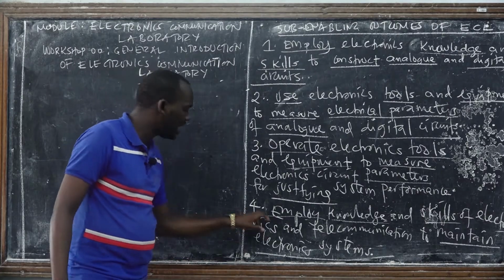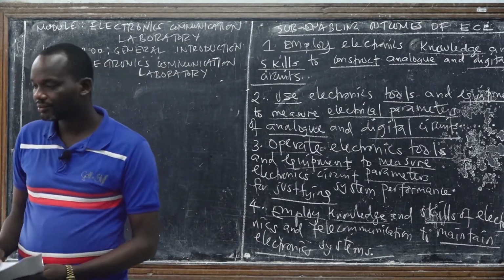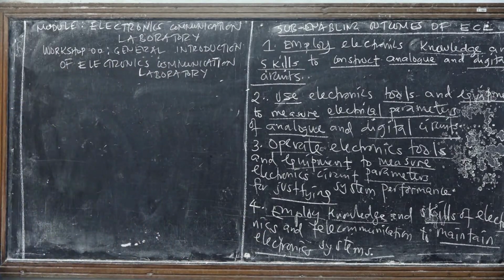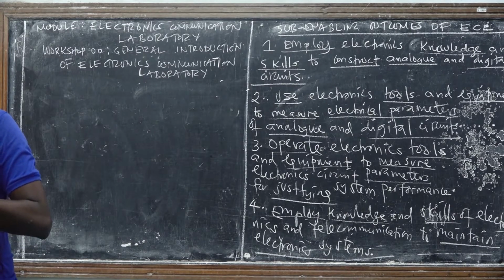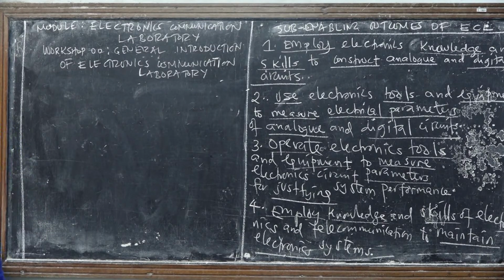1, 2, 3, let us pronounce that. Again, 1, 2, 3. Speak loudly. You are more than 30 students. 1, 2, 3. Let us go.